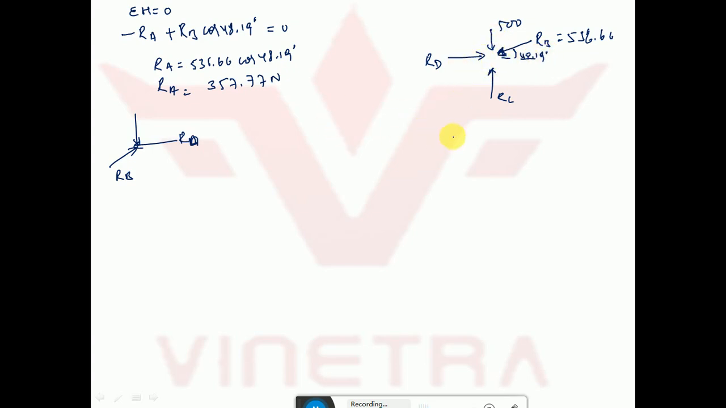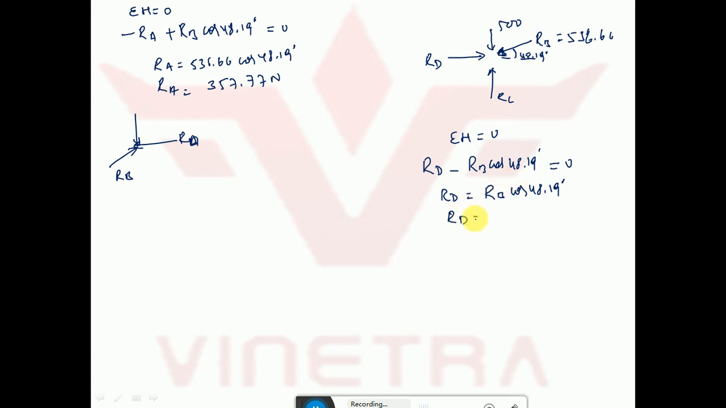Apply summation of horizontal forces is equal to 0. RD, right hand side direction, positive, minus RB cos 48.19 degrees is equal to 0. So RD is equal to RB times cos 48.19 degrees. So what is the value?